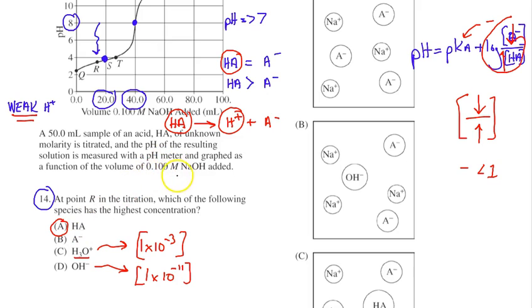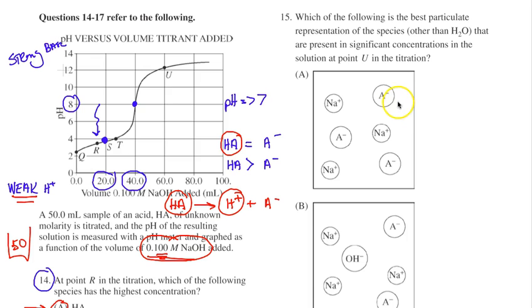And now if you know the base is 0.1 and we used 50 milliliters of the acid sitting in the beaker at 40 milliliters, we basically neutralized it. So the acid's concentration is very similar to the base's, which is so much bigger than these values. Clearly A is the best choice. Okay, great question. Another particulate diagram making you really understand what's going on.